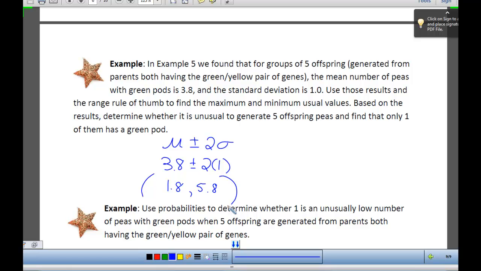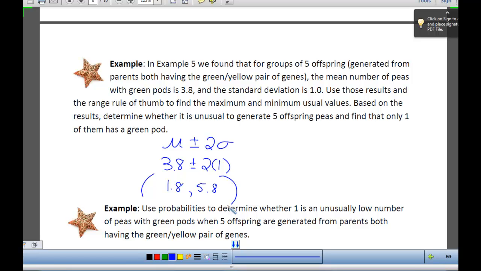So based on the results, is it unusual to generate 5 offspring peas and find that only one of them has a green pod? Is that usual or unusual? For one green pod, unusual. It falls outside of our range. So it would be unusual.